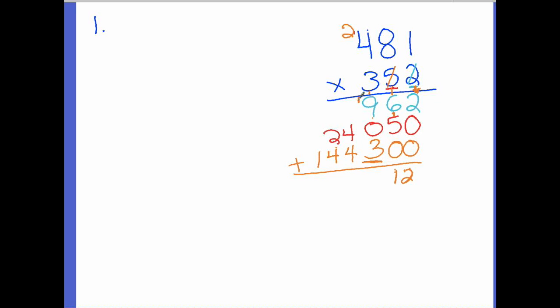9 plus 1 is 10, plus 3 is? 13. 4 plus 4? 8. Plus 1? 4 plus 2? 6. And then 1.